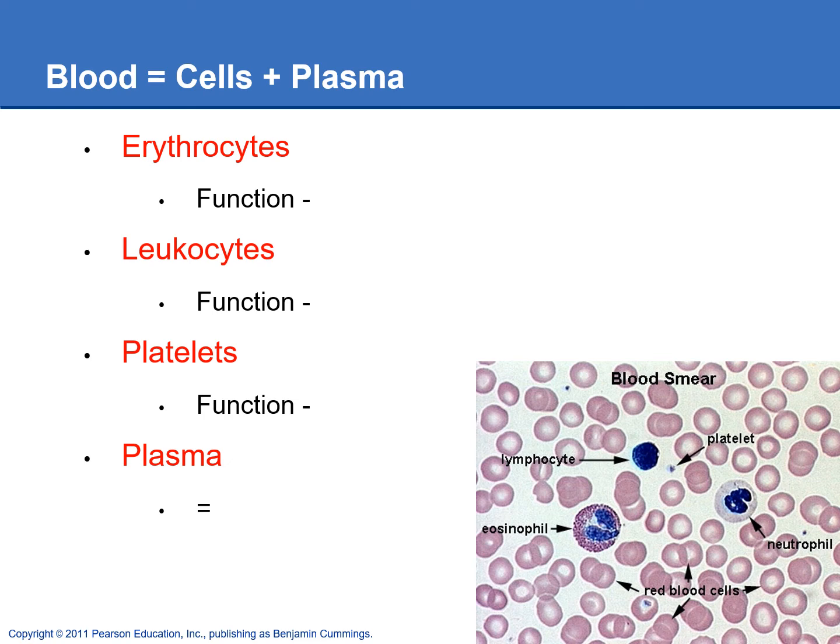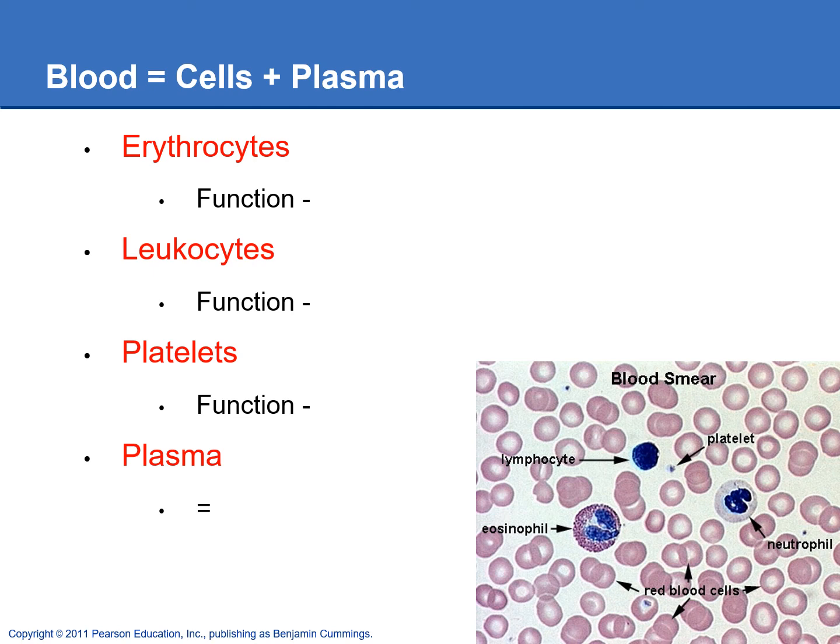The leukocytes, those are your white blood cells. Leuko means white. And there are a number of different types of white blood cells, which we'll talk about in Chapter 15 and then also later on in the immune system. There's a couple of different white blood cells here in the blood smear. We've got some eosinophils, lymphocytes, and then also a neutrophil that's pictured. The leukocytes, or white blood cells, are important because they're there for defense and they're part of your immune system.